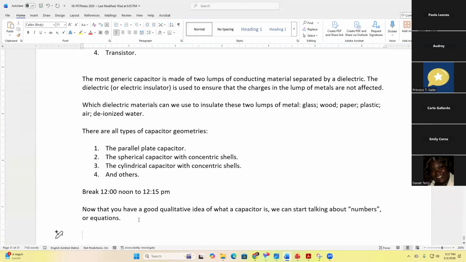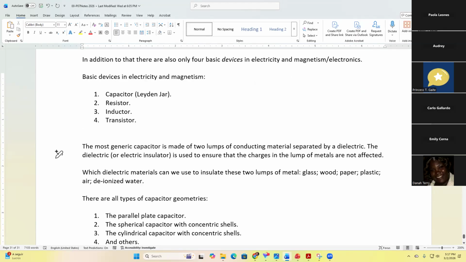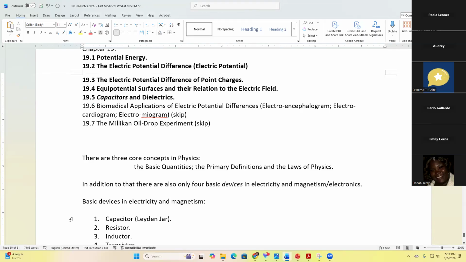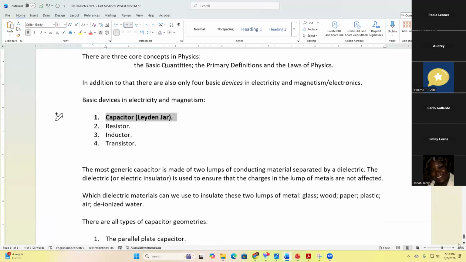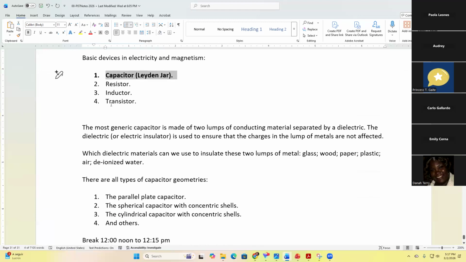So let's write that down. Capacitors and capacitance. Don't forget, the four important devices in electricity and magnetism. Capacitor is the first of them. If you want to know how any electronic device works, you have to understand those four. In this course, we're going to cover only three of those. The other one, transistors, is covered in a more advanced course.